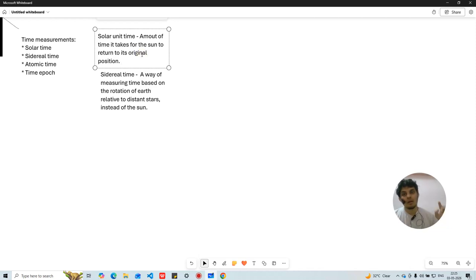Sidereal time is relative to a distant star, not with respect to the sun. So when the Earth has rotated on its own axis completely, the point which was facing this side is now facing this side again, and is facing the same distant star. Now why do we take a distant star? Because it's so distant that any lines coming from it are apparently parallel. They're literally parallel. But why is there a difference?